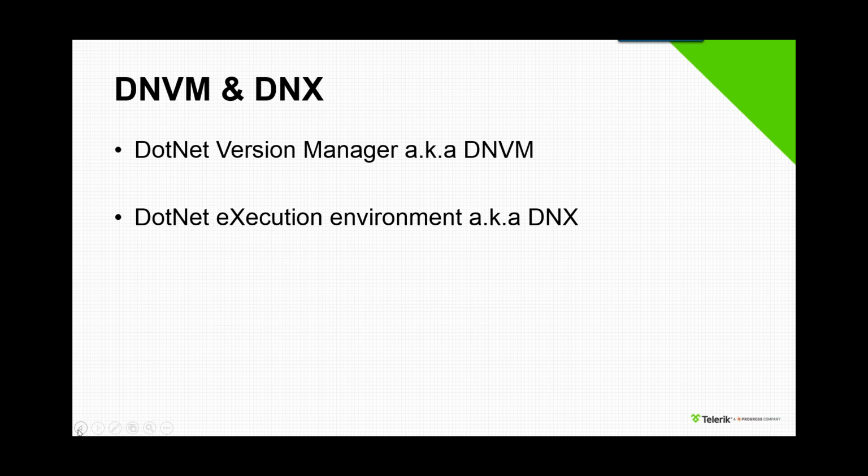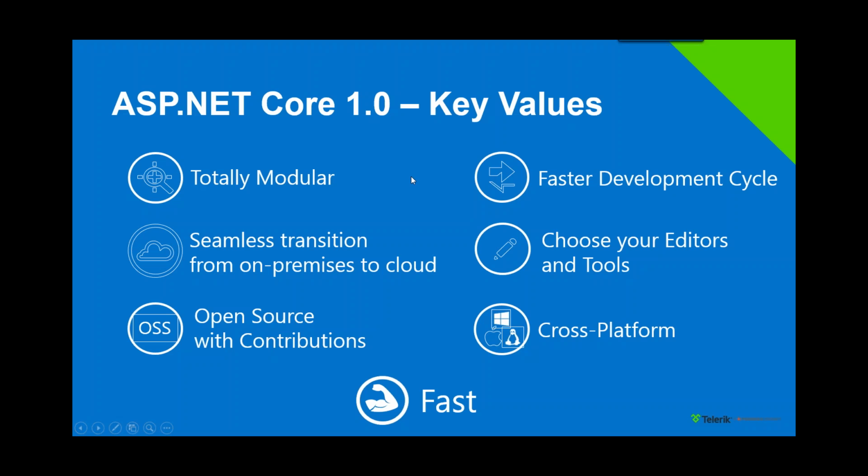So let me go back. Yeah, so ASP.NET Core 1.0 key values, totally modular. I'm going to showcase a demo of that. Seamless transition from on-premises to cloud. So many times we have heard, oh, it's working on my machine, but when I put it to the cloud, well, it just doesn't work. Well, that's no more the case with ASP.NET Core. You just take the folder, put it up, it's going to run because the runtime is packaged within the folder, right? And it's a very, very small footprint.